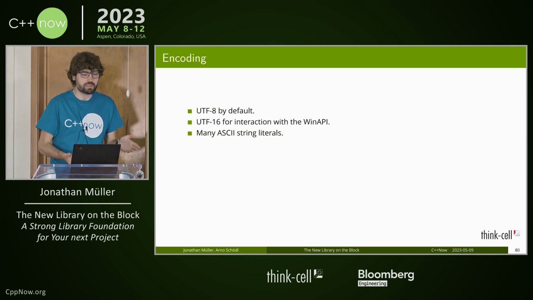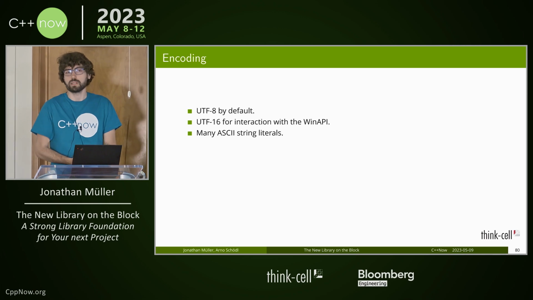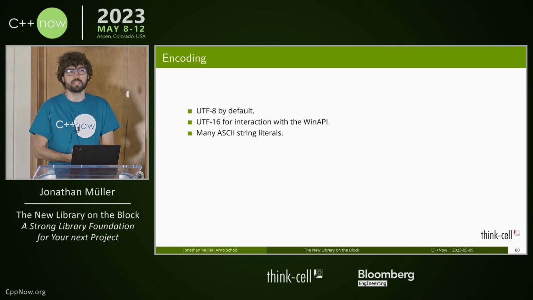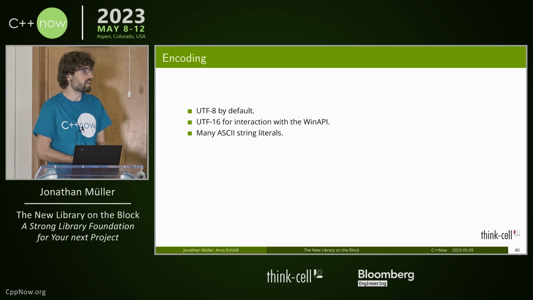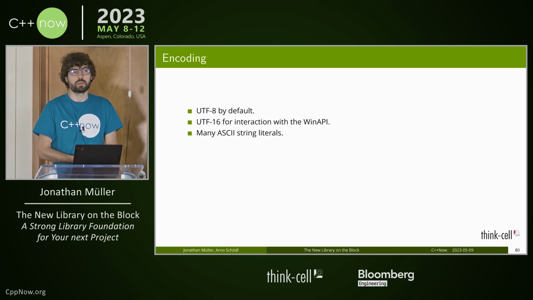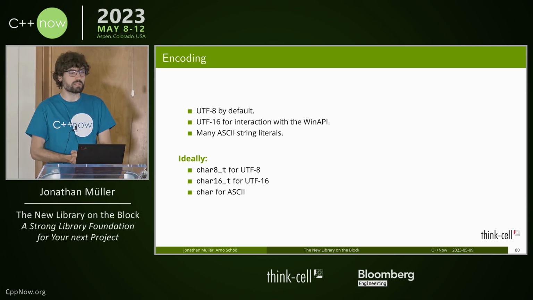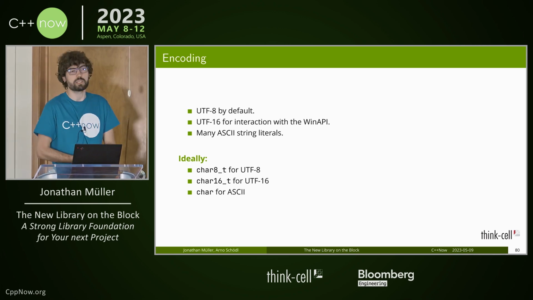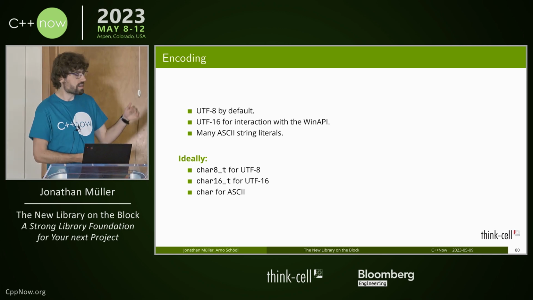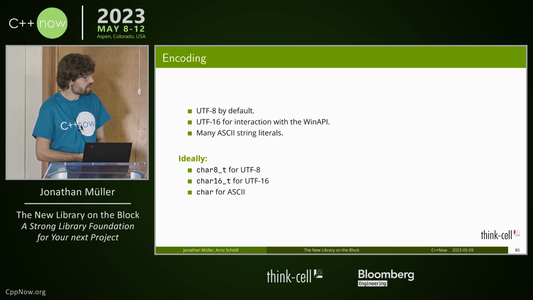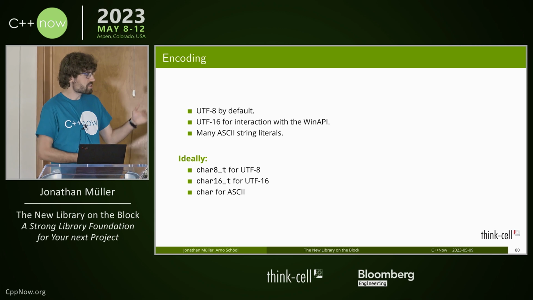We need to support 3 encodings. We use UTF-8 by default. Then we need UTF-16 for interacting with the Win API. But we also have many ASCII string literals. So ideally, we would just use char8_t for UTF-8, char16_t for UTF-16, and char for ASCII. This matches nicely, the number in the character matches the encoding. But in practice, char8_t got added.